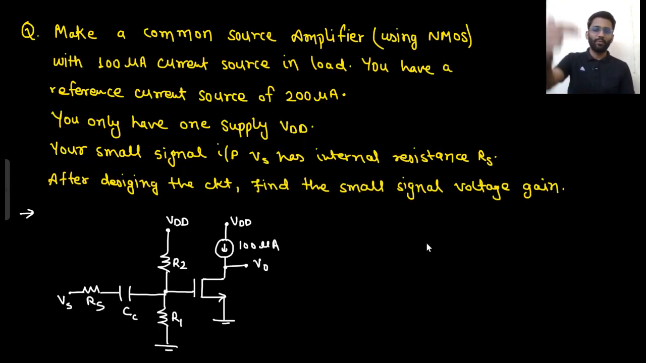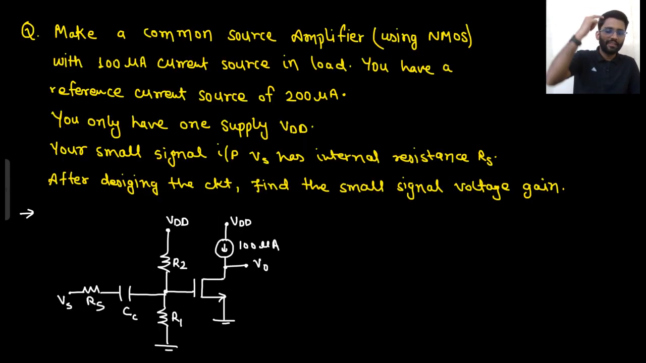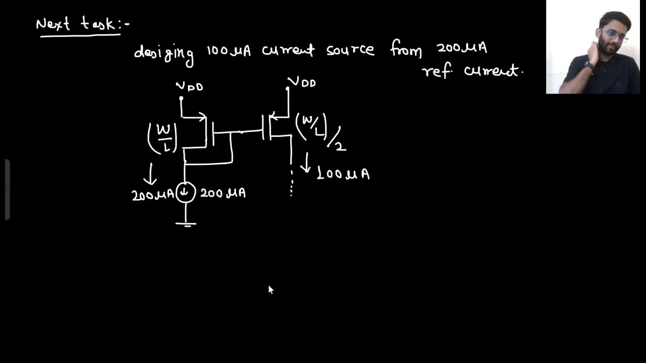So what was the question? These specs are given, you have to design the circuit. We started designing the circuit. We made this much of the circuit, then we got to know we have to design a 100 microampere current source from a 200 microampere reference current. This is the 200 microampere reference current we are having. We also got to know we have to design the current source such that it is going from supply to some node, top to node, top P. That means we have to use PMOS. So we are using PMOS, 200 microampere current flowing through W by L. Then half of W by L will have 100 microampere current. So this is the current source that we have made. So this was our next task.